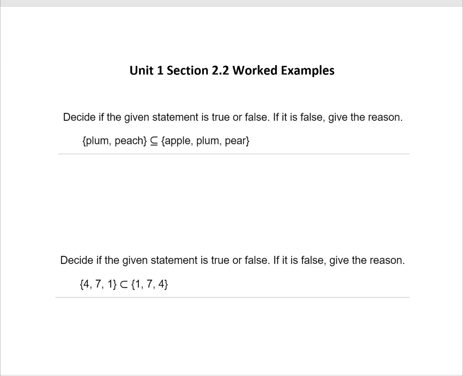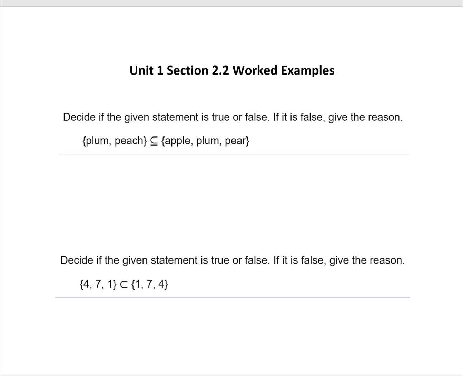Unit 1, Section 2.2 worked examples. The first example asks us to decide if the given statement is true or false. And remember, in this section, we're working with sets and subsets. So it says decide if the given statement is true or false. If it's false, give the reason.